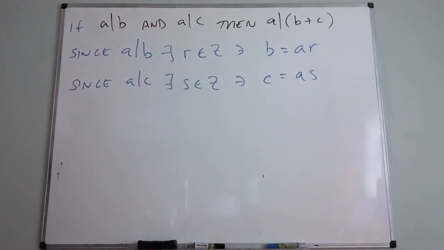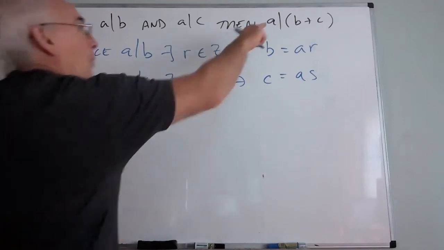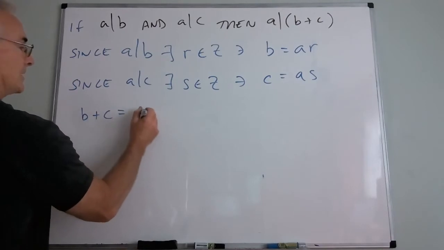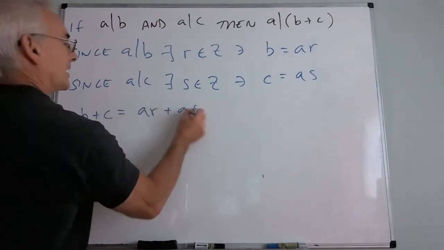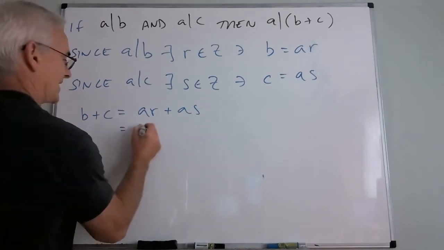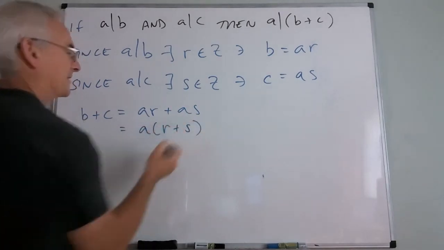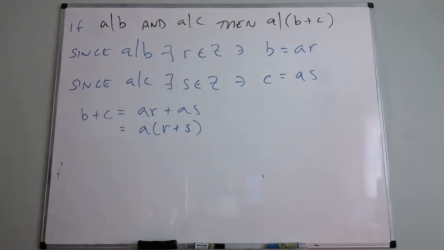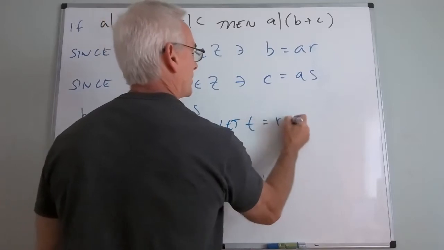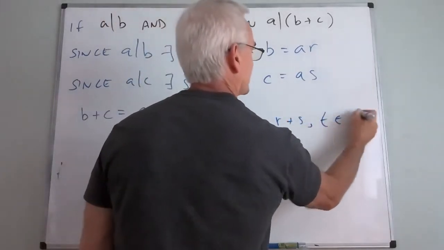Now we will start the proof. We haven't actually done anything. We've just stated what's given. So now tell me about B plus C. B plus C equals A times R plus A times S. Huh. Well, that's A times, then you pull out the A, and then you do T equals R plus S, and then you have an AT. So let T equal R plus S. T is an element of the integers.